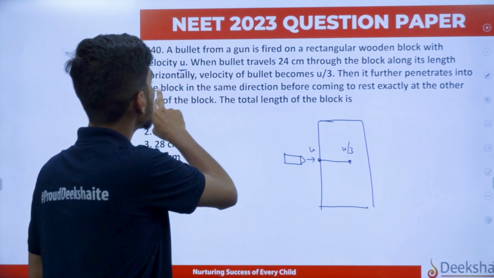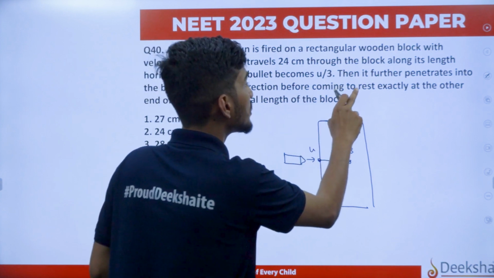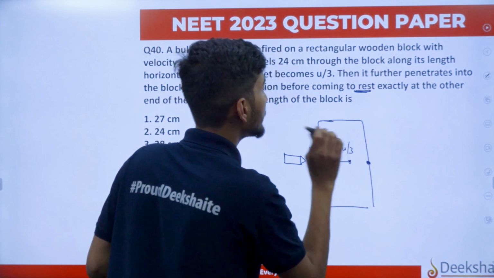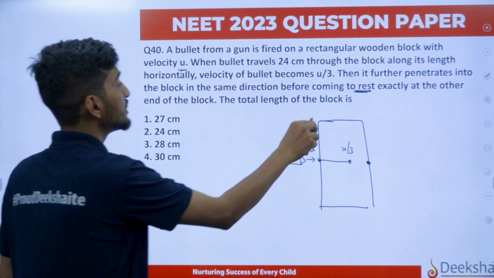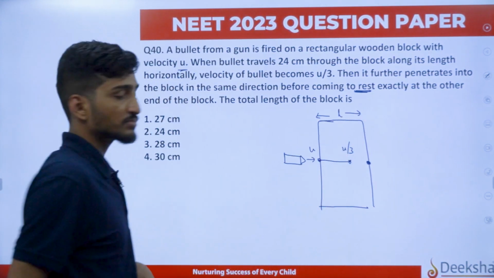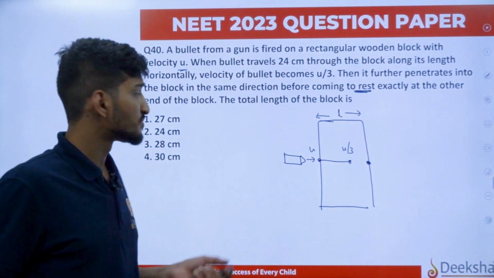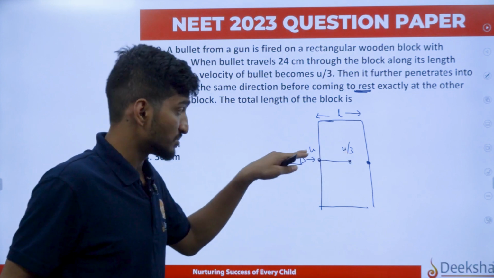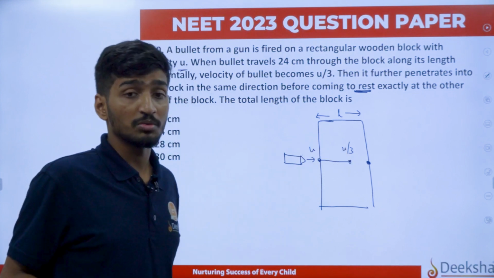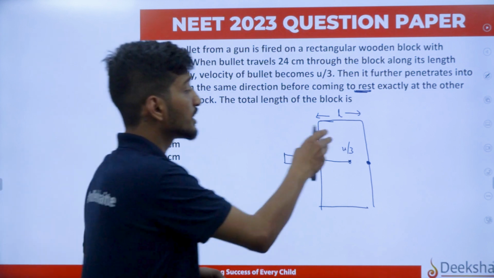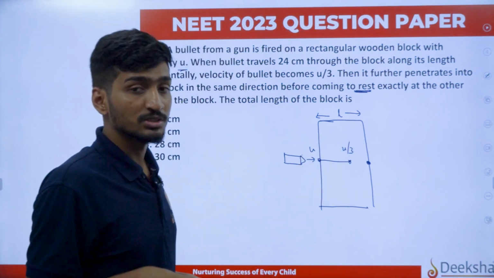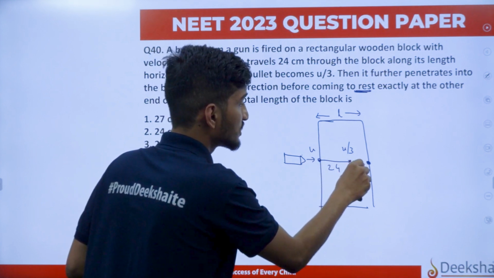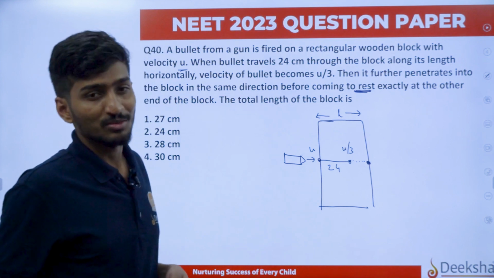Then it further penetrates the box in the same direction before coming to rest exactly at the other end. Basically comes to the end here. Then find out the total length of the block. Okay, that's the question then. Bullet comes in, covers some distance and comes to speed u by 3, then covers more distance and completely stops. This distance, by the way, is given as 24. So if you can just find out this distance, basically you know the total length of the block, right?